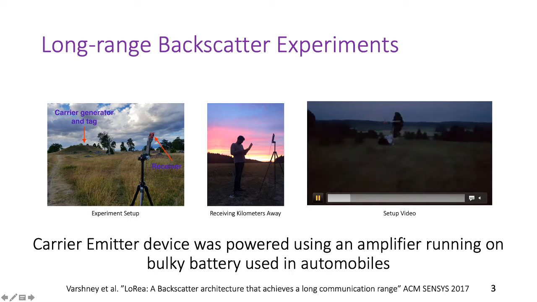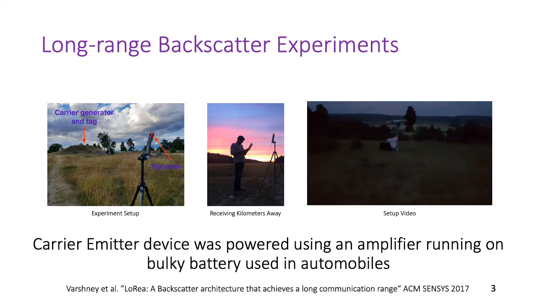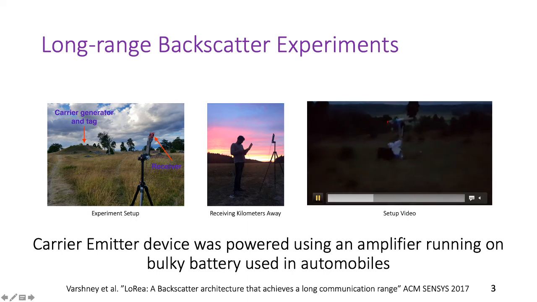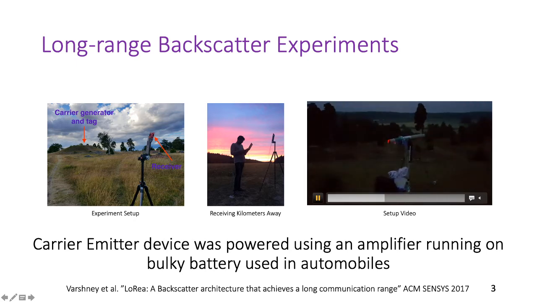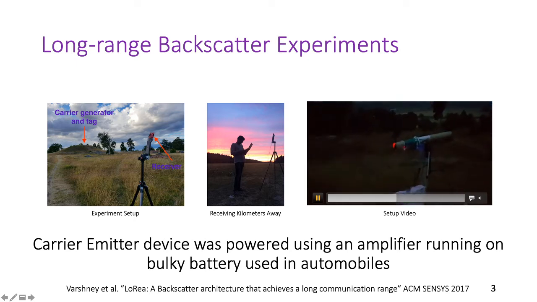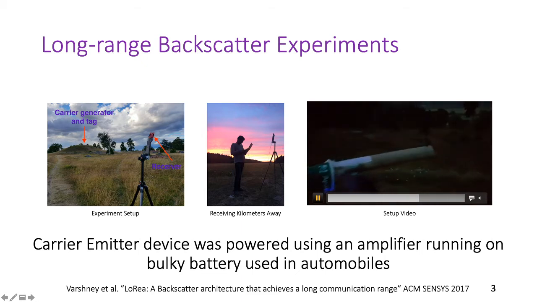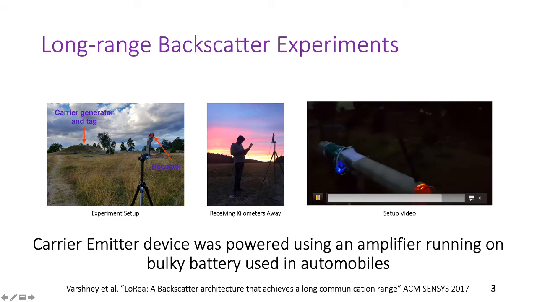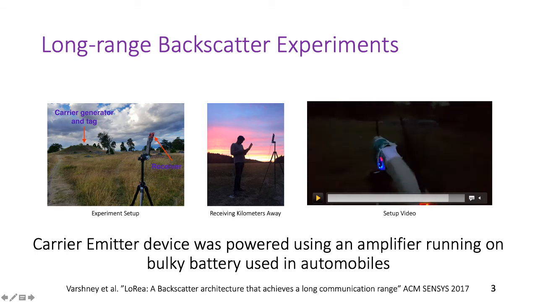And here you can see the setup of a tag and a carrier generator. Here the red light is for the carrier emitter, and the black bag actually has the car battery that is powering the carrier emitter and the amplifier. And here we have the backscatter tag. This is a constraint that is shared by most existing backscatter systems, which actually require a carrier emitter with an amplifier requiring external power or big batteries to power it.